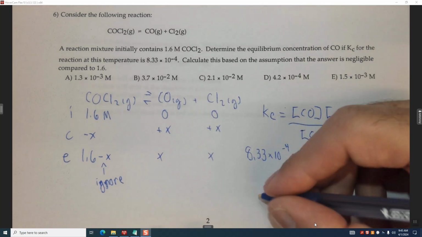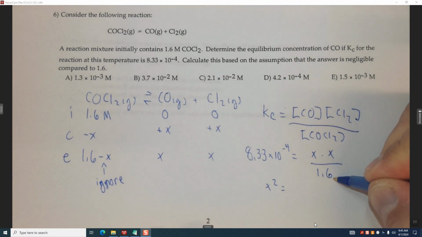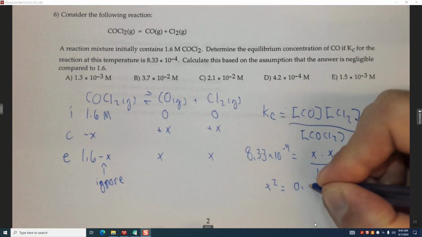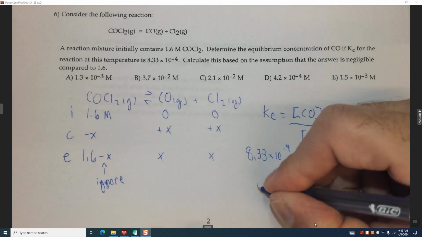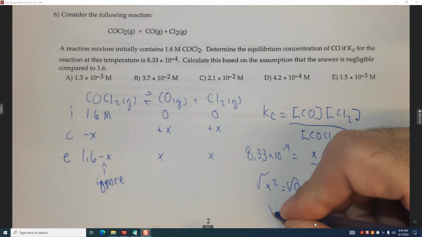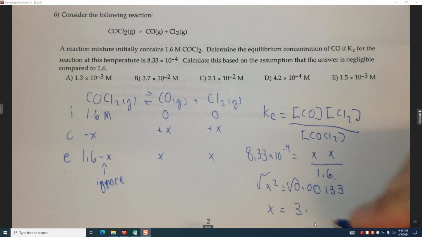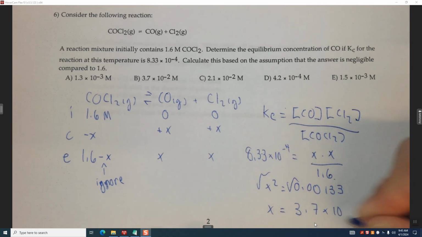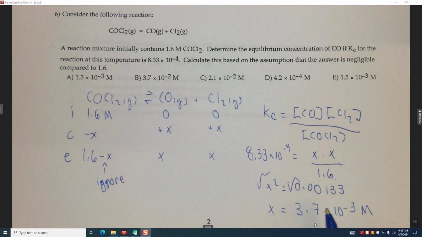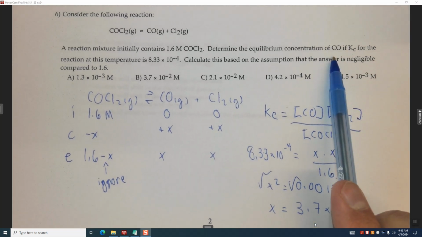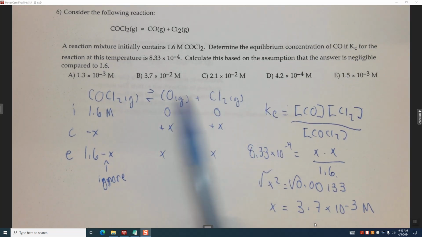Cross multiply, and we find that x squared is equal to this times 1.6, which is going to be equal to 0.00133. Take the square root of both sides, you can ignore the negative answer, and you find that x is equal to 3.7 times 10 to the minus 3 molar. This is the equilibrium concentration of CO. In this case, it also happens to be the equilibrium concentration of Cl2 because they're 1 to 1.